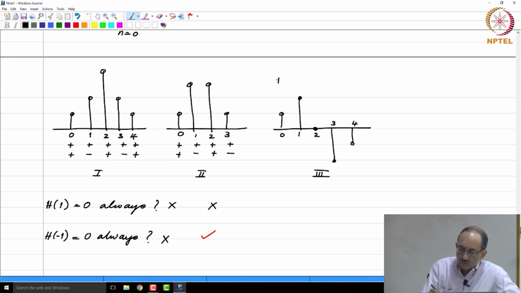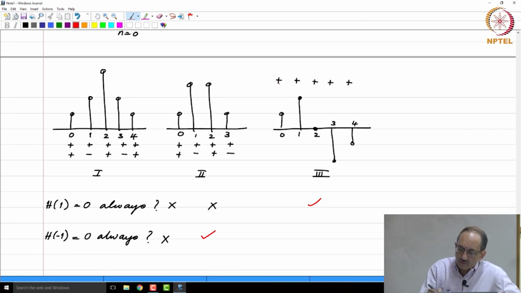Now, you are going to sum up all the samples. If you sum up all the samples, will they be 0? Yes, because this after all is odd symmetric, and if you sum up all the samples of an odd symmetric finite duration sequence, you are guaranteed to get 0.